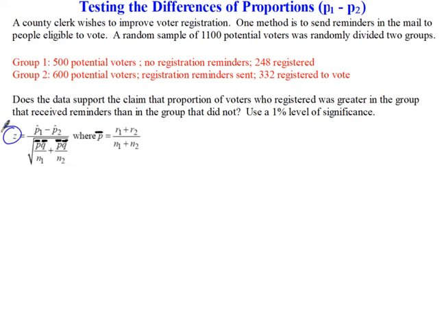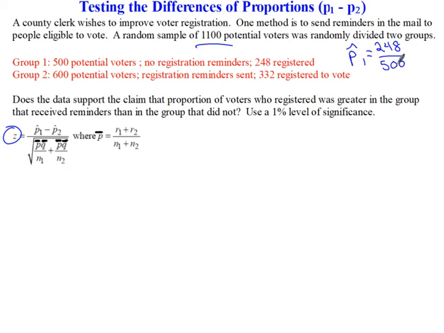What this is, a county clerk wishes to improve voter registration. One method is to send reminders in the mail to people who are eligible to vote. A random sample of 1,100 people, which is 500 from one group, 600 to the other. Add them up, and there's your 1,100. It was randomly divided. One group, potential voters, had no registration reminders, and they registered at a rate of 248 of them. So let's go. P hat 1 is 248 over 500.